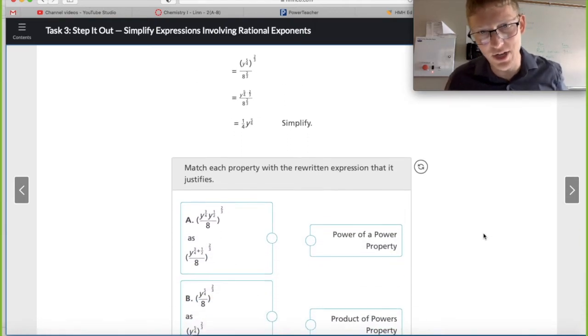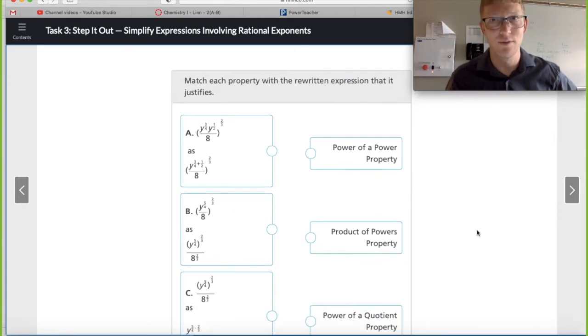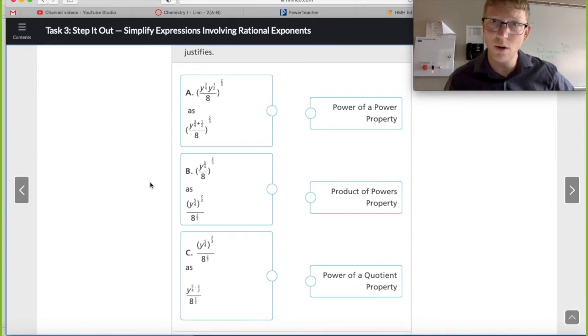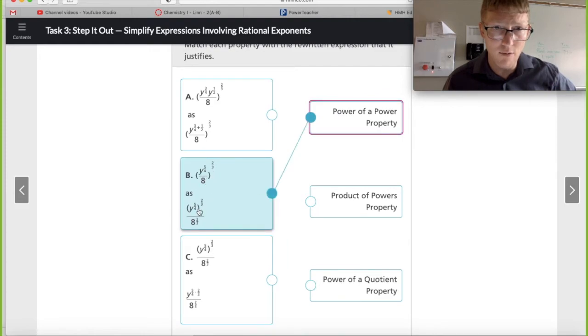I say that in jest. I know that this is challenging sometimes. So match each property with the rewritten expression that it justifies. See, this is the part where I'm really bad. Power of a power property. They're taking a power of a power, right?